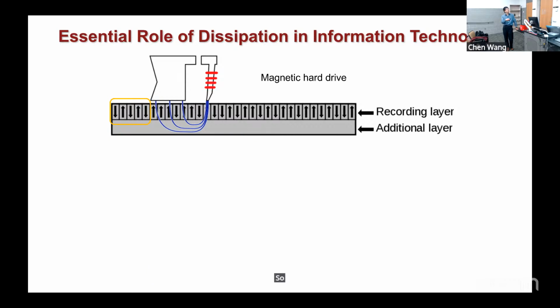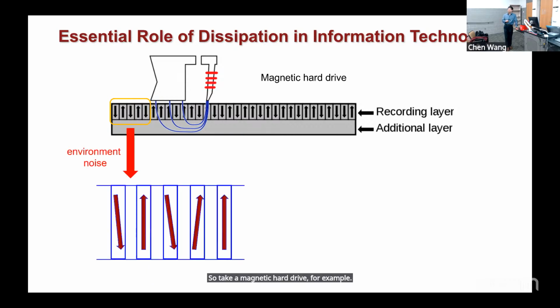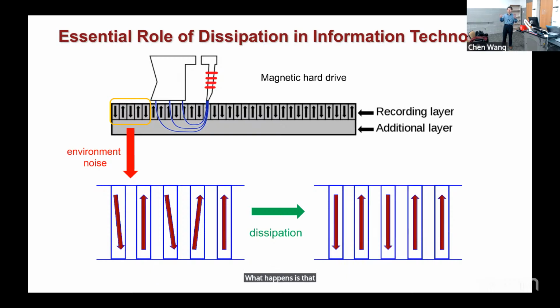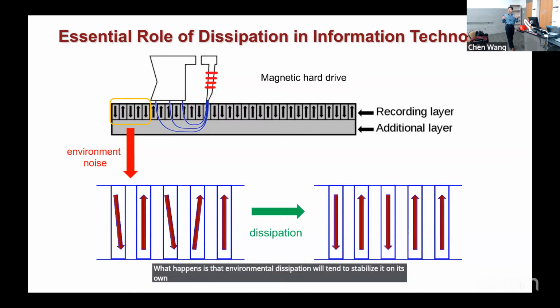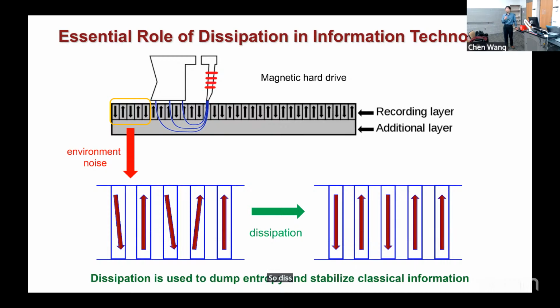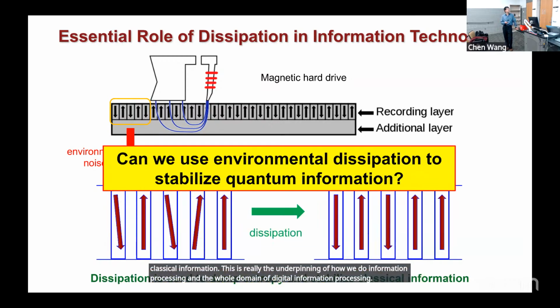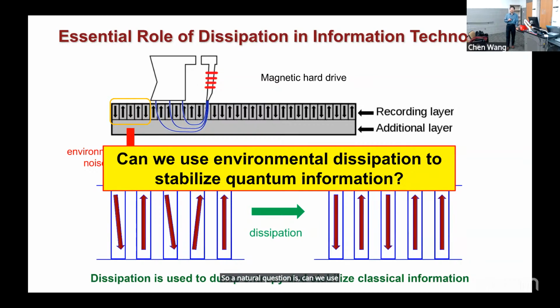So take a magnetic hard drive, for example. If you have any kind of environmental noise that gives you some sort of perturbation to your bits, what happens is that environmental dissipation will tend to stabilize it on its own without any kind of sophisticated logic to do the process. So dissipation is used to extract entropy from the system and stabilize classical information. This is really the underpinning of how we do information processing and the whole domain of digital information processing. So a natural question is, can we use environmental dissipation to stabilize quantum information?